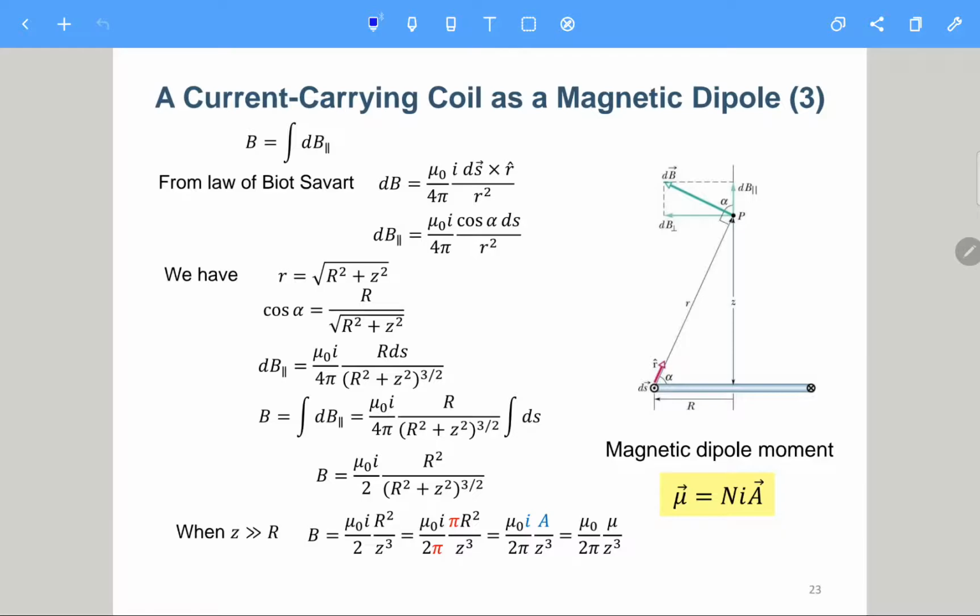Now we try to derive this equation using the Biot-Savart law. Of course, this is a loop.